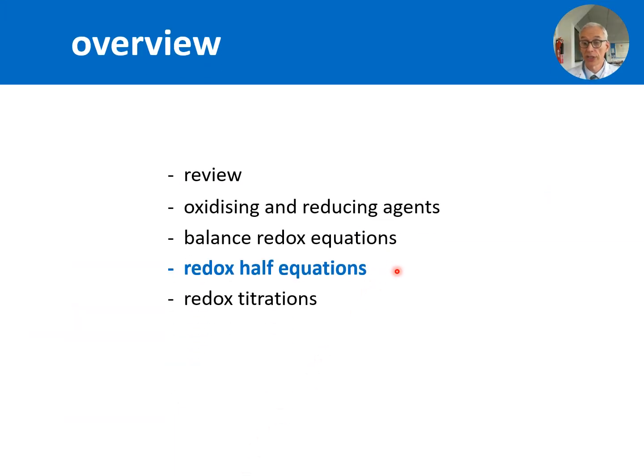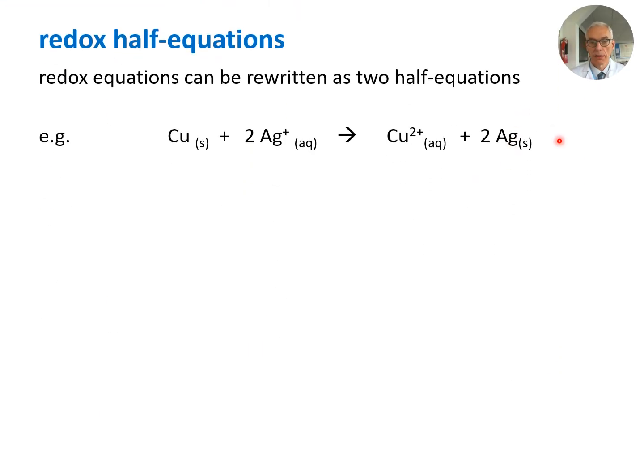So we'll now move on to consider redox half equations. So here is a balanced redox equation. This can be rewritten in the form of 2 half equations. And in a half equation, electrons appear. We only see electrons in half equations. So we've got 2 silver ions going to form 2 silver atoms. So to account for that change in oxidation number of 2 silvers at +1 going to 2 silvers at 0, we need to add in 2 electrons. Of course, that is a gain of electrons, that is reduction.